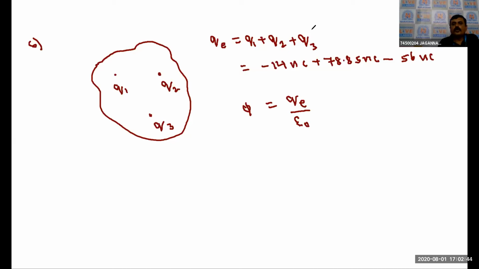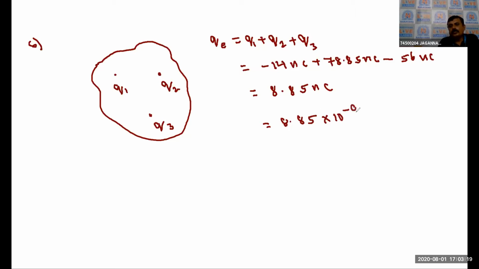Okay. Now what is the total charge present here? The total charge is equal to minus 14 minus 56, that is minus 70. 78.85 minus 70 gives us 8.85 nanocoulomb. That equals 8.85 into 10 power of minus 9 coulomb.